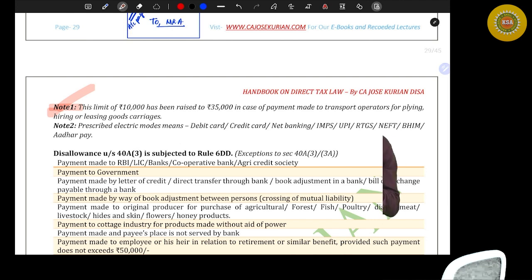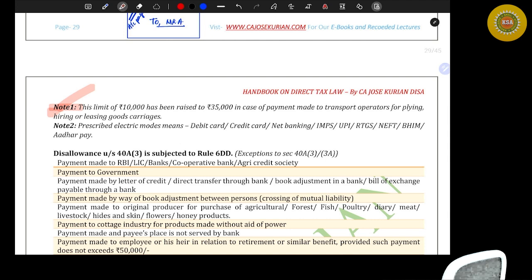Then, what is note number 2? Can you read note number 2? Prescribed electronic mode means debit card, credit card, net banking, IMPS, UPI, RTGS, NEFT, BHIM payment, Aadhaar payment. These are the prescribed electronic modes. You can make the payment through prescribed electronic modes. There is absolutely no problem. Are you all with me?